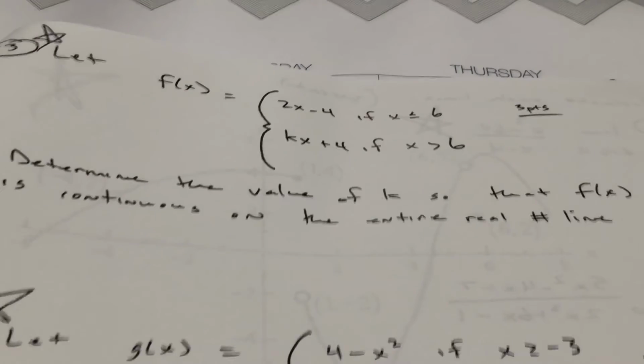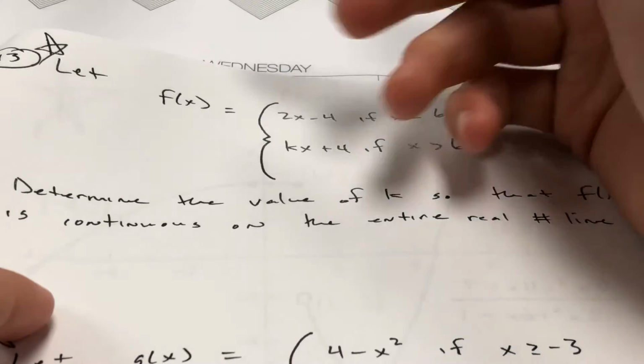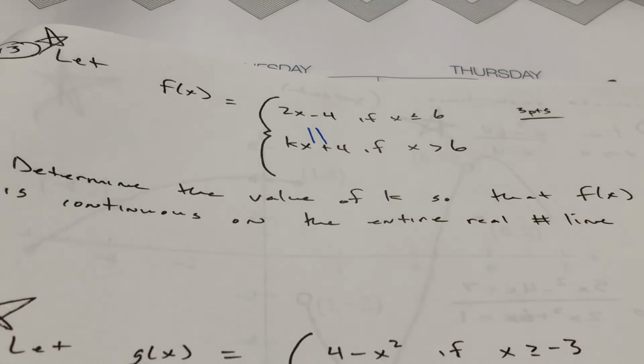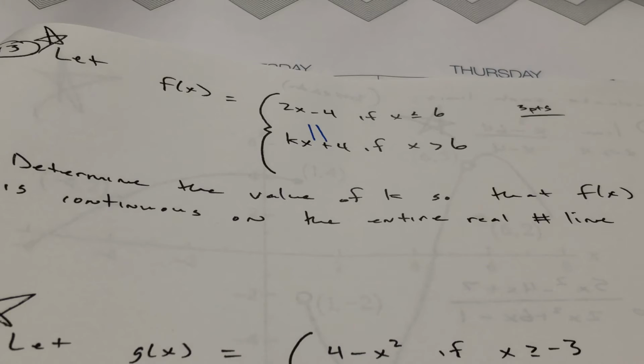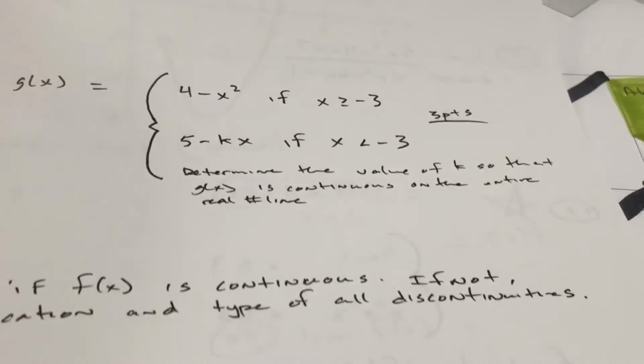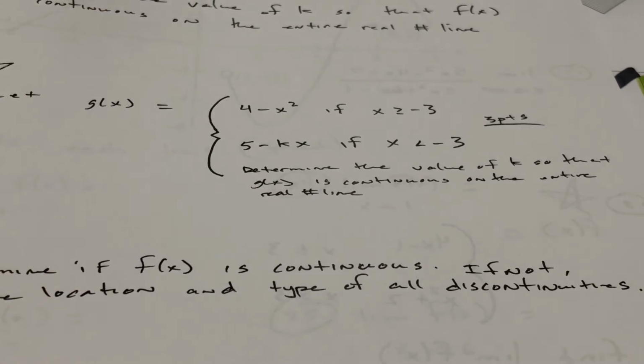Okay, find the value of k. Again, both these y values have to be equal, you're going to the same y values. Just plug 6 in for x. 2 times 6 minus 4 has got to be equal to k times 6 plus 4. Same deal here. Plug -3 in for x. So 4 minus -3 squared is equal to 5 minus k times -3. 15 will be on your second quiz of this chapter.